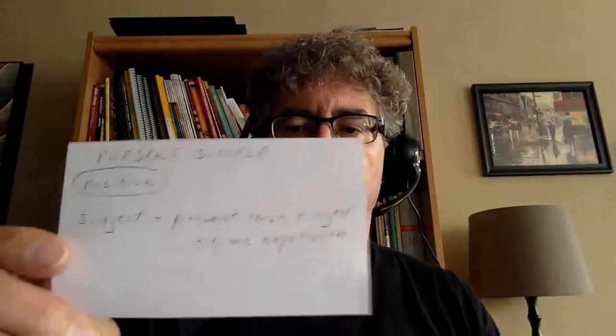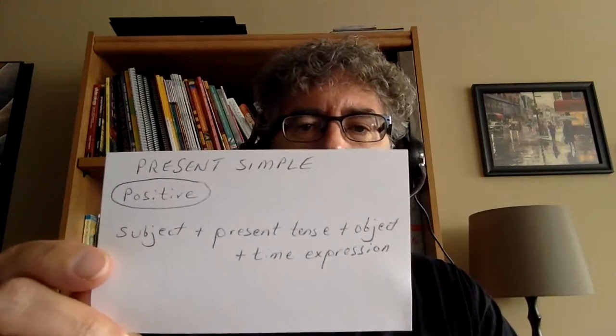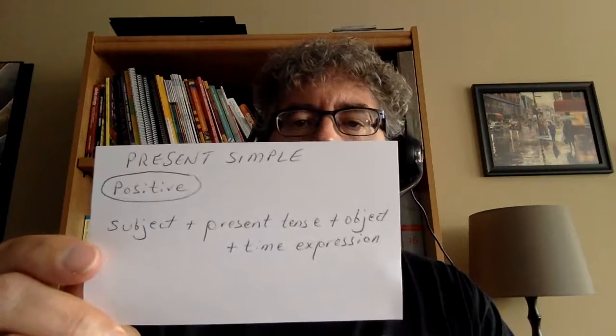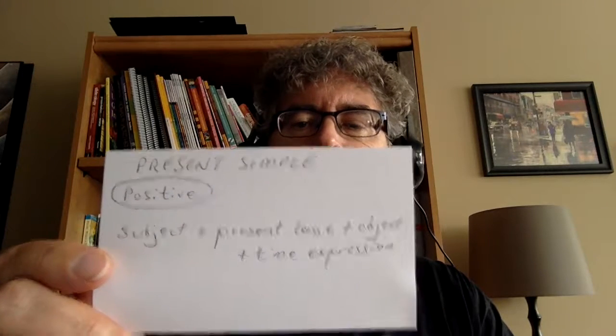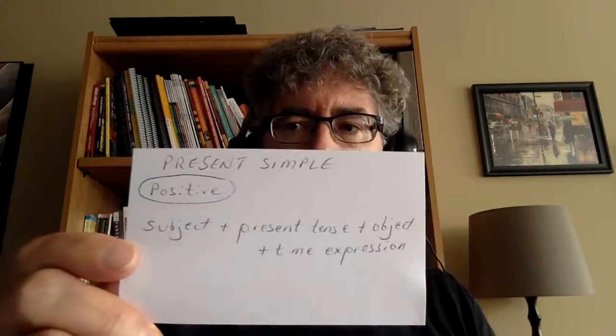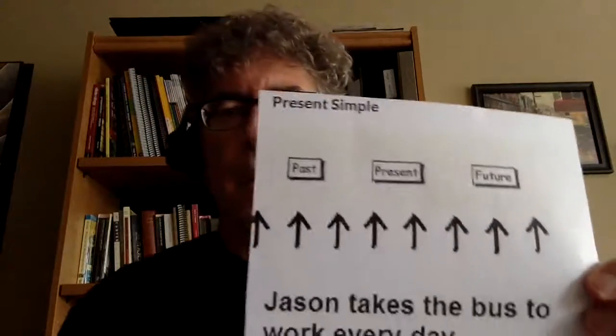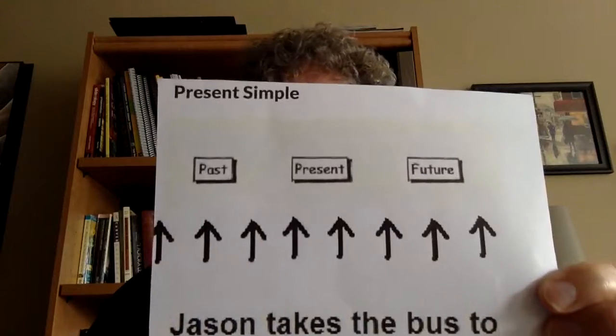If I want to put together a statement in English in the present simple, there is a formula that we use to build this. For instance, if you look at this card here, you'll see that a positive way to express the present simple is with this formula. First of all, you have the subject, then you have the verb tense, then you have the object, and then you have the time expression. This is a positive way to express the present simple. For example, here is a sentence. The sentence is, Jason takes the bus to work every day.